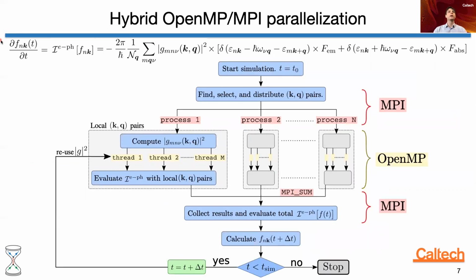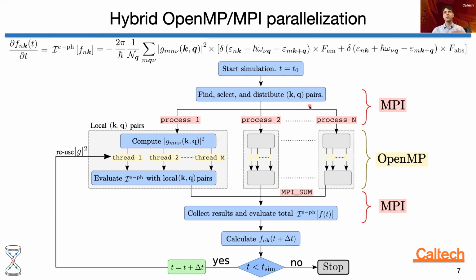Here again we have this equation, the time-dependent Boltzmann transport equation, and I would like to describe schematically in more detail what happens in the MPI and OpenMP parallelization. So we start our simulation with some initial time, let us call it t0, and then the first thing we do is to find, select, and distribute the KQ pairs. It means that we select only those KQ pairs that satisfy the energy conservation within a threshold. All other KQ pairs would be rejected. So this also saves us computational time.